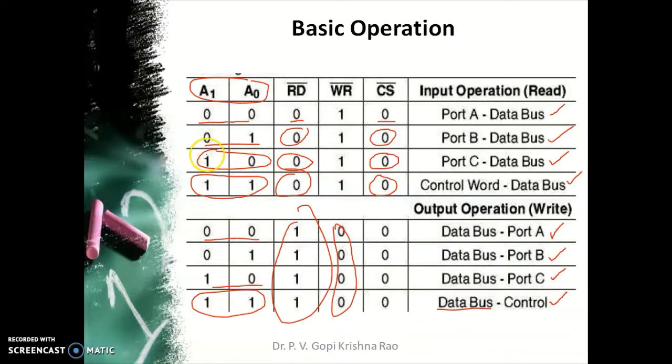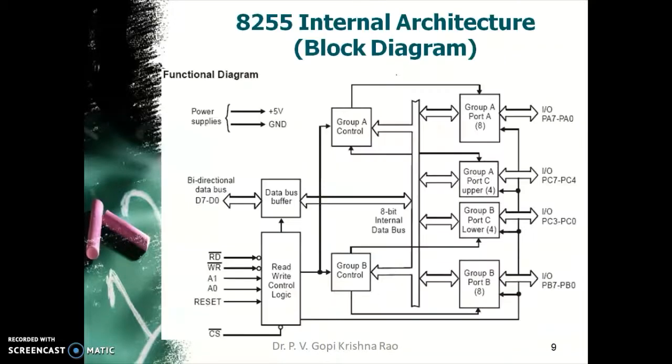This is an important point that we need to remember, because this defines how the 8255 functions based on your address information A0 and A1 and three control signals: read, write and chip select. So one important thing that we need to remember, the three control signals read, write, chip select are active low. So when we say these signals are activated, it means logic 0. When they are disabled, it means logic 1, because they are active low signals.